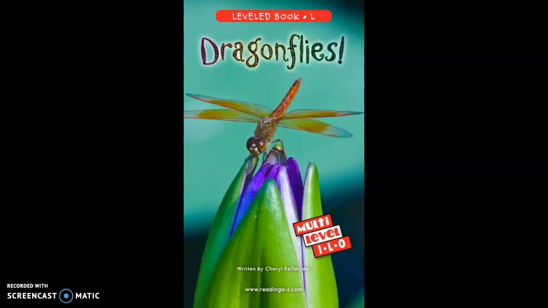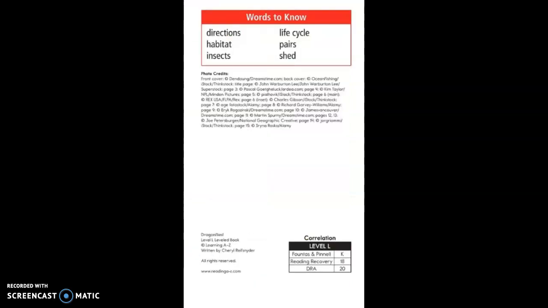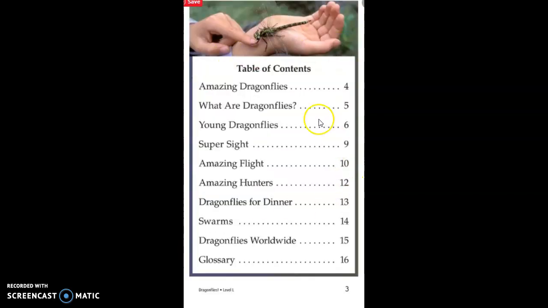We're going to go ahead and use this book again on dragonflies. And this is basically going to tell us all the different things you can see in the table of contents right here. Another thing that we know is usually in informational text, it tells us the different parts of the book. And you can see that we're going to learn about how young dragonflies look, that they have some super sight. We're going to learn about how they fly, how they hunt, what they eat for dinner, or maybe what eats them for dinner, and what they look like around the world.